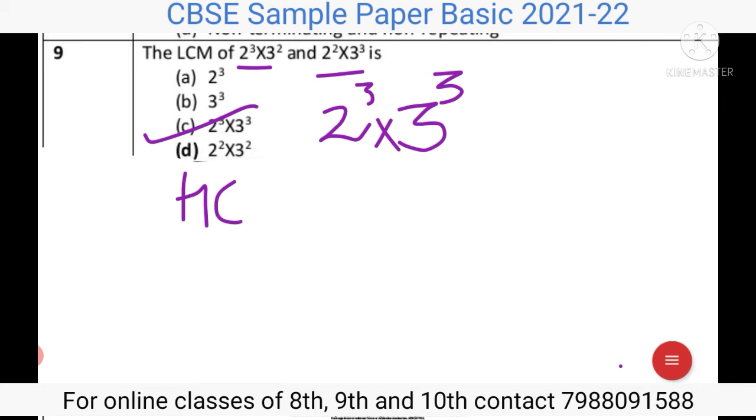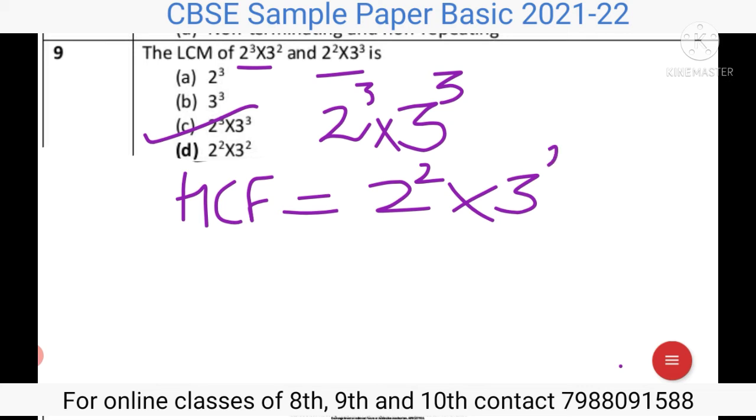Suppose we had to find the HCF, then we would have taken the smaller power, that is 2 raised to power 2 and 3 raised to power 2. But here we are asked LCM, so C is our correct answer.